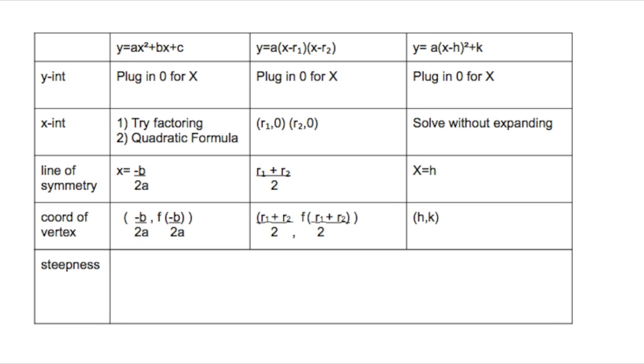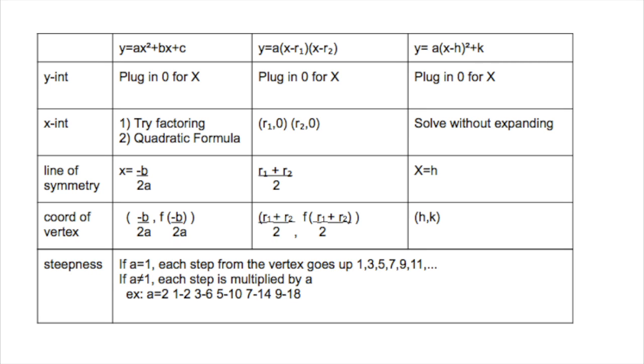To find the coordinates of the vertex in the first equation and also in the second, you can simply get the line of symmetry and plug it into the original equation. In the last equation, the coordinates of the vertex will be the inverse of h and k.